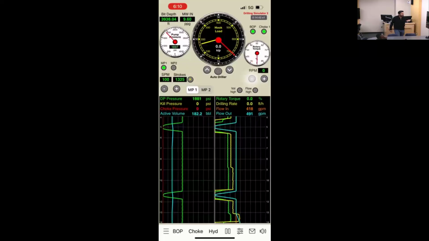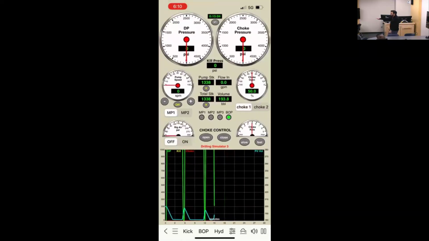I do the test again. I will stop everything, turn flow equal to 0, stop circulating, stop rotating. Look, my mud flow in is 0. My mud flow out is 180. Now I'm sure I have a kick.